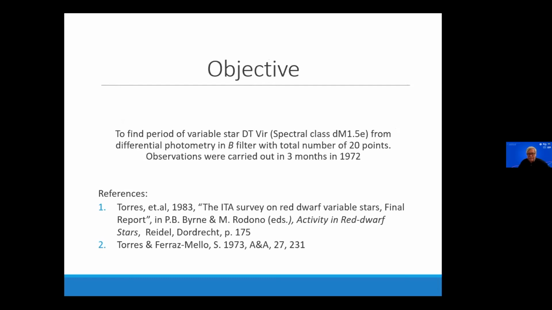It's basically a light curve of DT Virginis. So the objective of this hands-on is to find the period of the variable star DT Virginis. The spectral type is M1.5. It's a flare star, actually, from differential photometry in filter B with a total of 20 points. Observations were carried out over 3 months in 1972. The reference for this observation can be found in the survey by Torres and Ferraz Mello in Astronomy and Astrophysics, 1973.